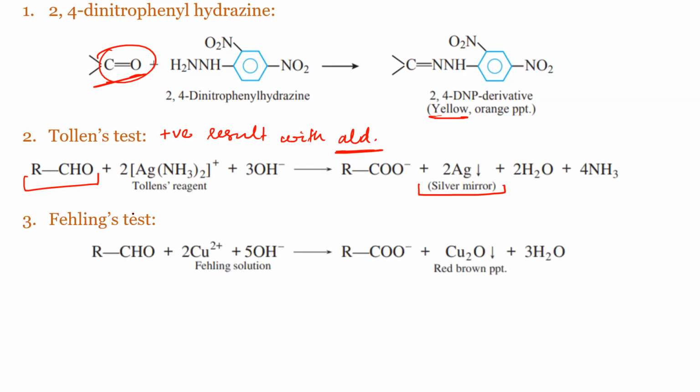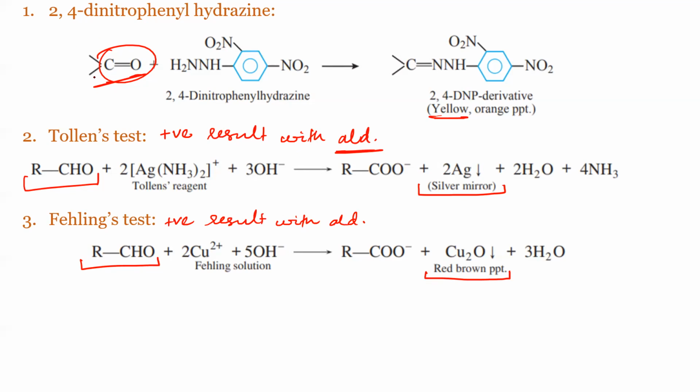Now, to confirm, we have another test known as Fehling's test. In Fehling's test, to confirm whether it is aldehyde or not, you add Fehling's solution, and the positive result is a red-brown precipitate. So it also gives a positive result with aldehyde. Is this clear till here? Yes or no? Please tell me.